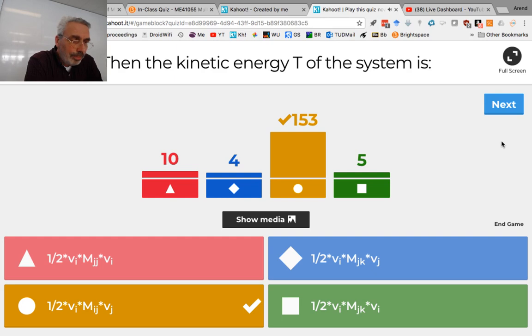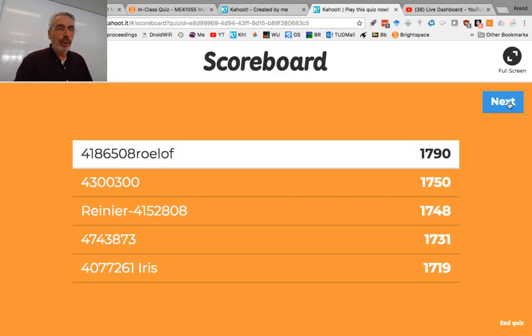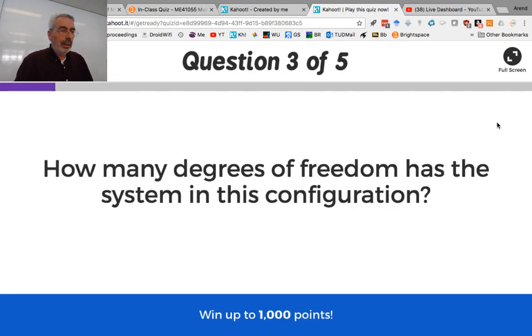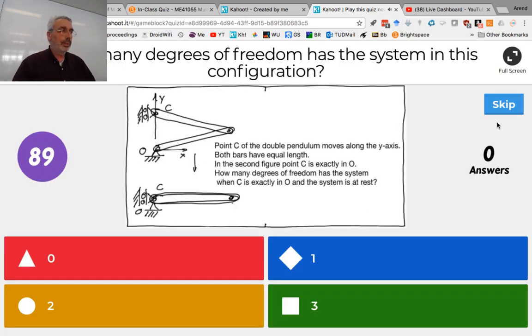Yeah, okay, I'm happy. So almost everybody is up to speed with their index notation and Einstein summation convention. Okay, let's move on. Next question: how many degrees of freedom has the system in this configuration?